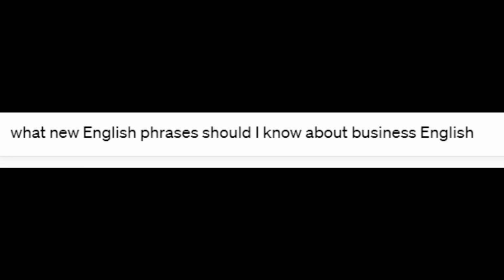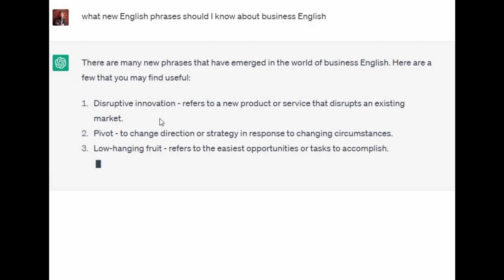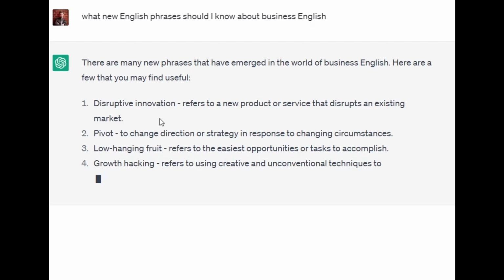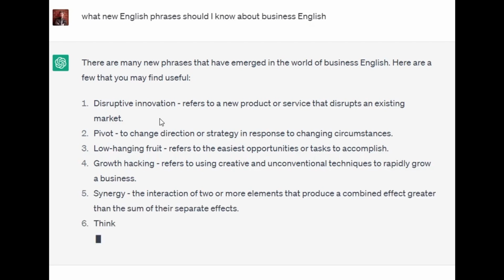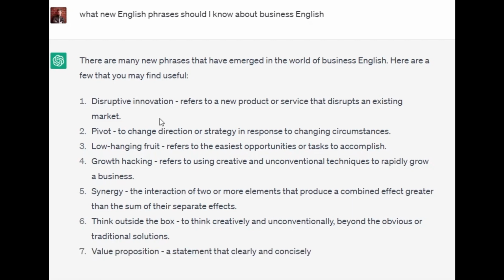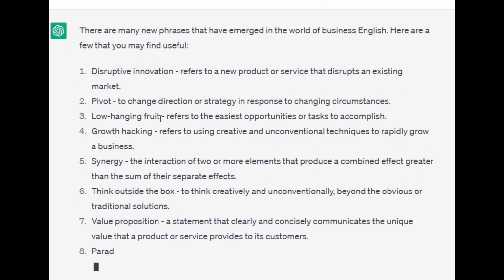What new or current English phrases should I know about business English? Disruptive innovation refers to a new product or service that disrupts an existing market. Pivot, to change direction or strategy. Low-hanging fruit, the easiest opportunities to take. Growth hacking, using creative and unconventional techniques to rapidly grow business. Synergy, the interaction of two or more elements that produce a combined effect greater than the sum of their separate effects, so together they do better.